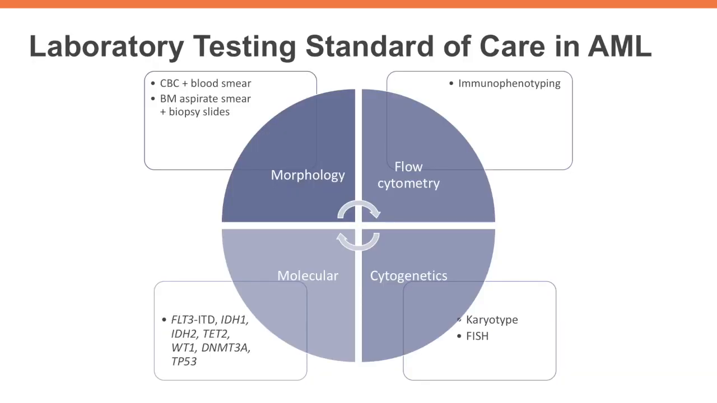So I've tried to show you the laboratory testing standard of care in AML, where in morphology we need to examine blood smears, bone marrow aspirate smears, and biopsies. We need to perform immunophenotypic studies such as flow cytometry and sometimes cytochemistry and immunohistochemistry. We also need to grow the cells and perform cytogenetics, which is often supplemented by FISH testing. And it's imperative that we perform molecular genetic testing in patients, and there are now specific guidelines which recommend which genes to test.